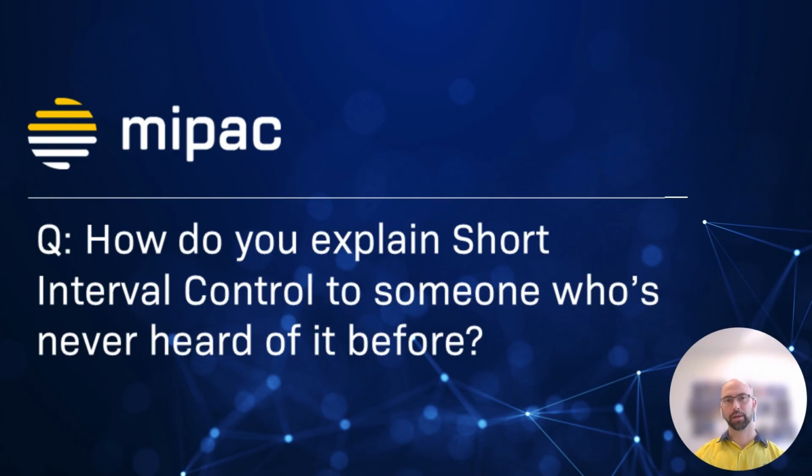Nice one. How to explain short interval control. I usually say it's about shrinking the feedback loop. Instead of waiting for the daily production meeting, SIC lets you spot issues and act on them during the shift. It's structured, repeatable, and designed to keep your process on track throughout the shift, not just day by day.